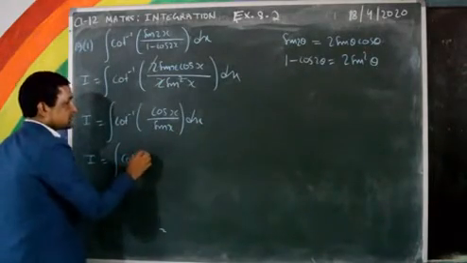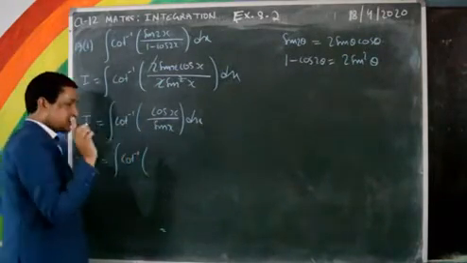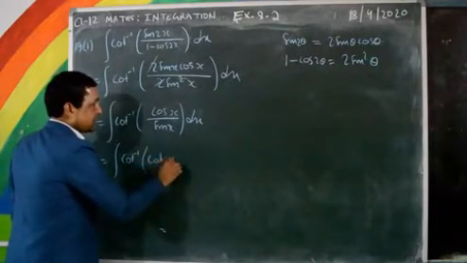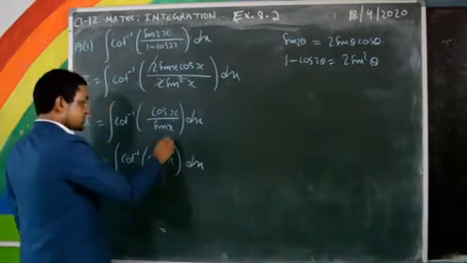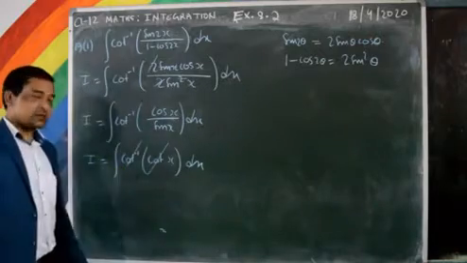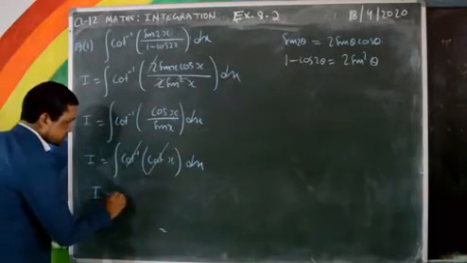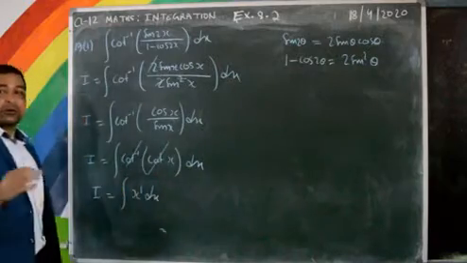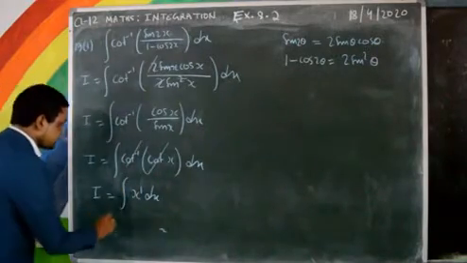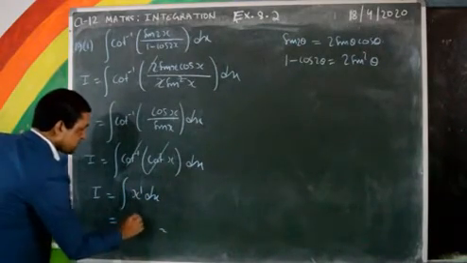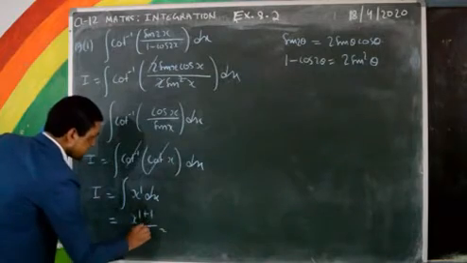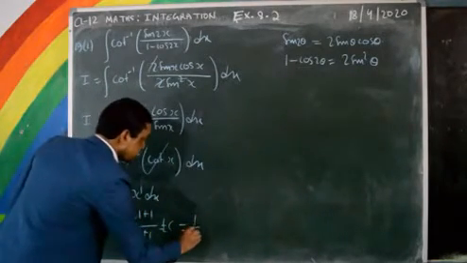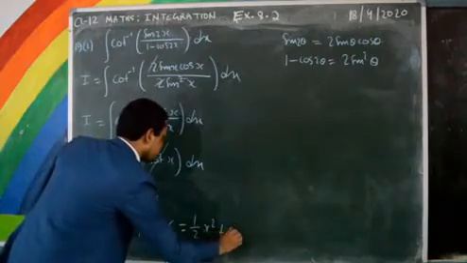Then cot inverse of cot x dx. Now cot inverse and cot got cancelled. Then I equals integration of x dx is left. X means the power is 1. Now we'll use the power formula: x to the power 1 plus 1 divided by 1 plus 1, plus c. The final answer is 1 by 2 x square plus c.